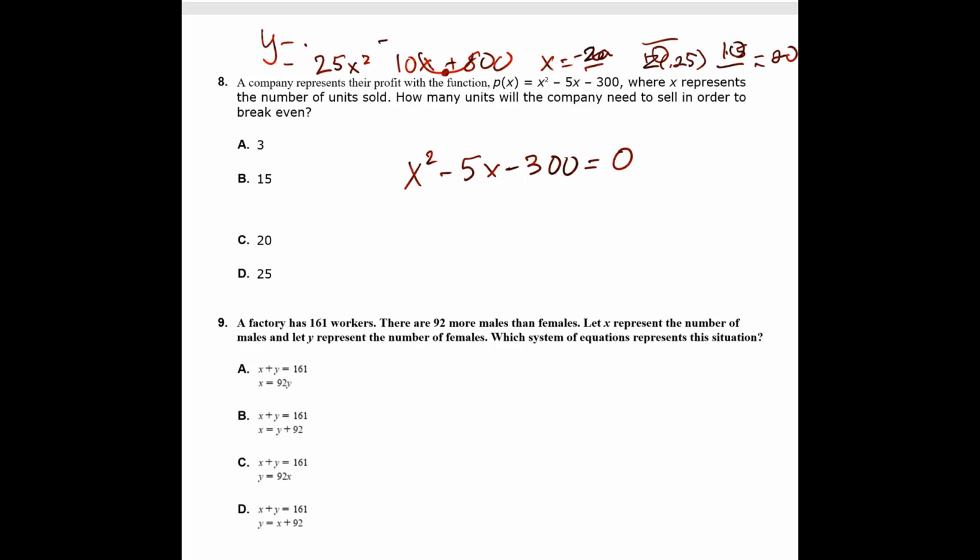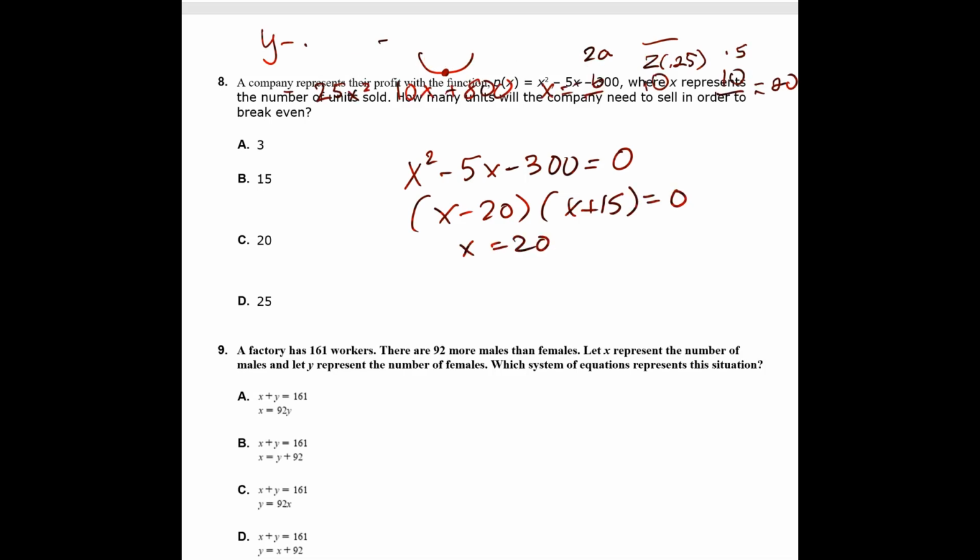All right, so how many units must be sold? Look at these numbers. It's 3, 15, 20, 25. It's multiple choice, so they can give you some hints right here. So I know that 15 and 20 make 300. So I know that x minus 20 and then x plus 15 is equal to 0. So x is going to be equal to 20.